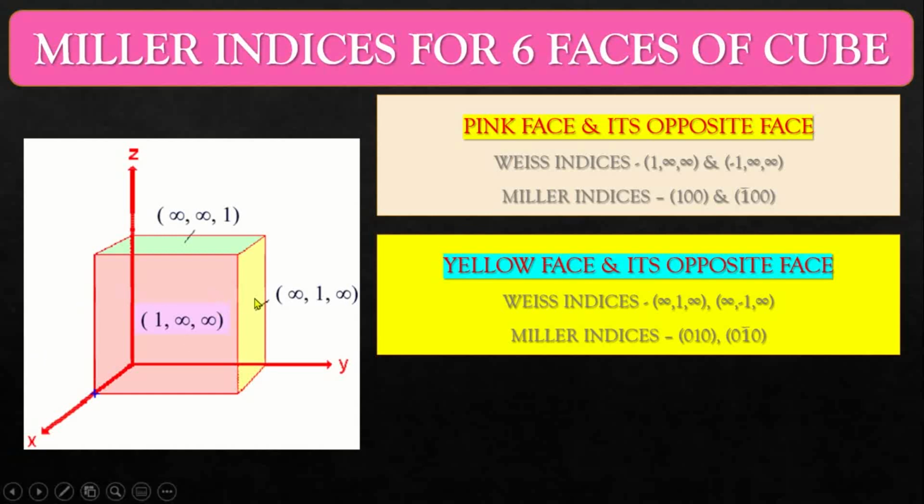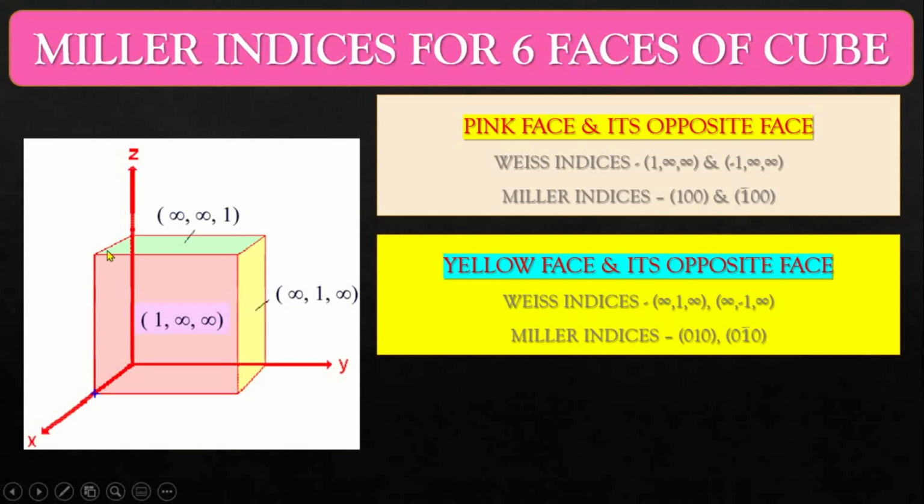Similar is the case with its opposite face also. Now, this yellow face, with its intercept on the y-axis alone, will have the set of Weiss parameters as infinity, 1, infinity. Infinity for the x-intercept and infinity for the z-intercept, because there is no intercept at all. The plane is running parallel to both the axes, but it is making a unit intercept on the y-axis. So the Weiss indices for this face of the cube will be represented as infinity, 1, infinity.